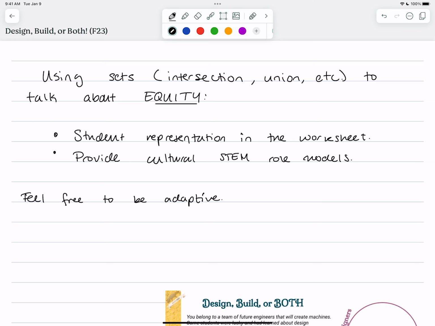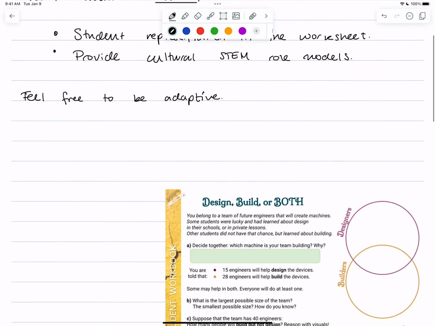So you want to be able to talk about achievable models and achievable pathways to careers. And feel free to be adaptive. Not every student is interested in a STEM degree. So at the end, there will also be a space where you can talk about other sorts of professions and such. So what is this activity actually looking at?